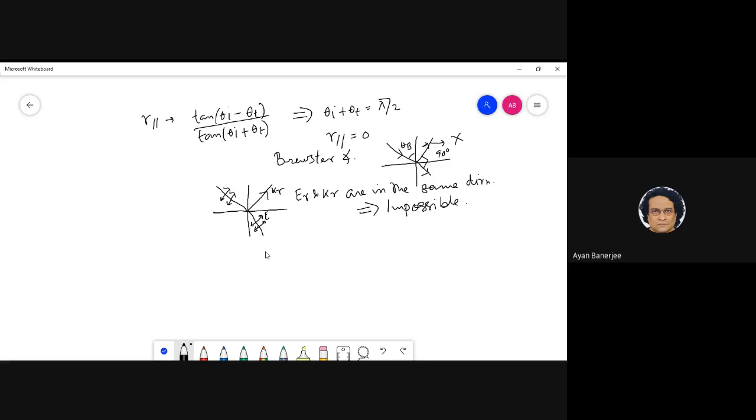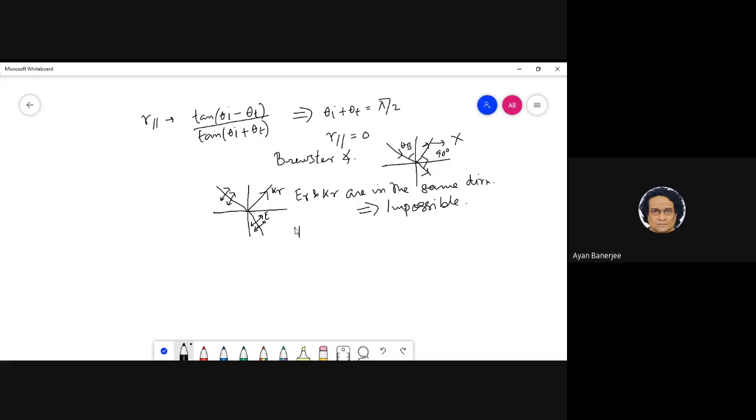The electrons basically radiate perpendicular to the direction of oscillation. If the electric field were to exist here, the direction of oscillation of the electrons would become the same as the direction of the transmitted field, which is not possible at the interface. Therefore you cannot have this, you will have only this. Is that clear?